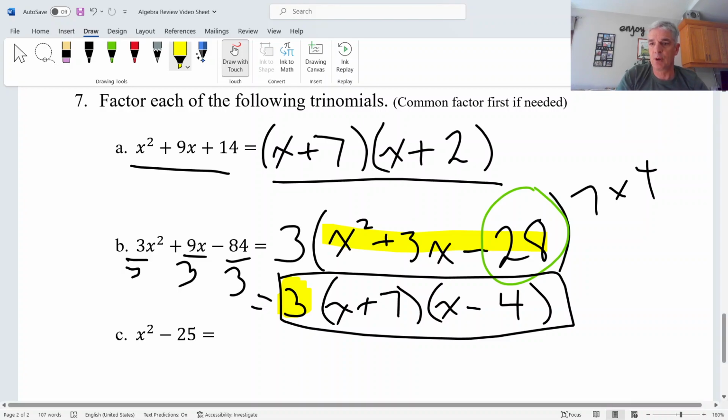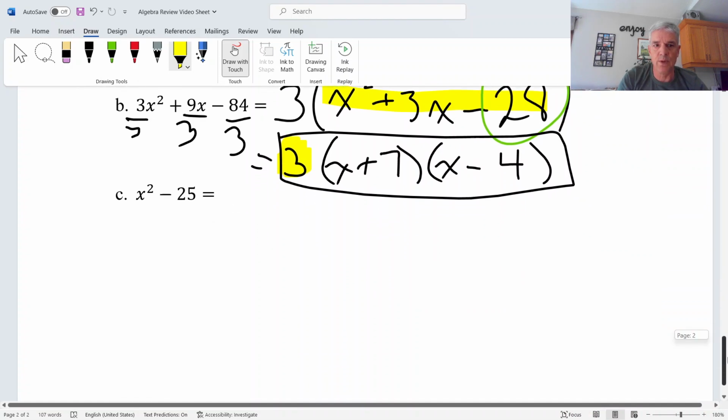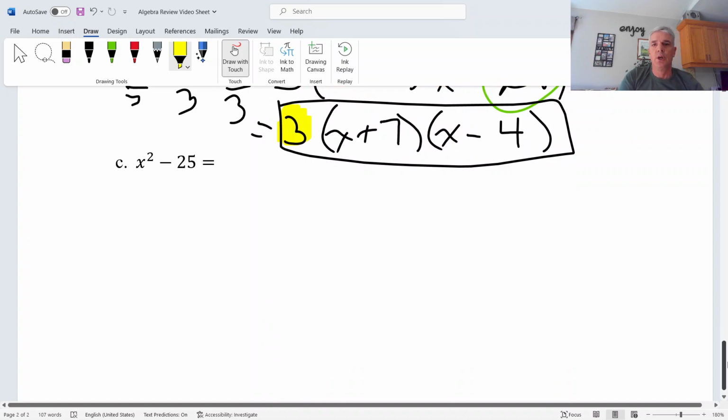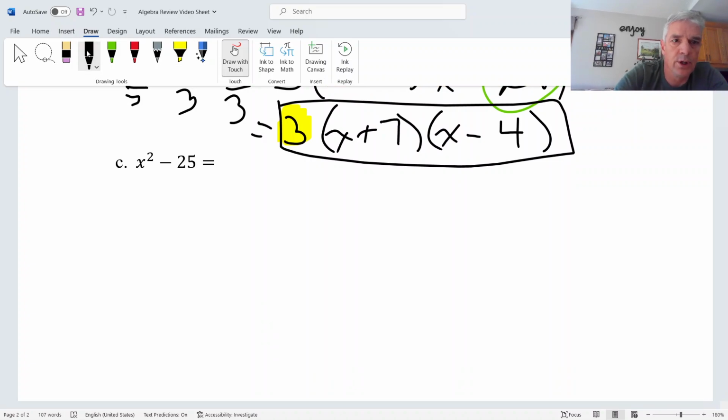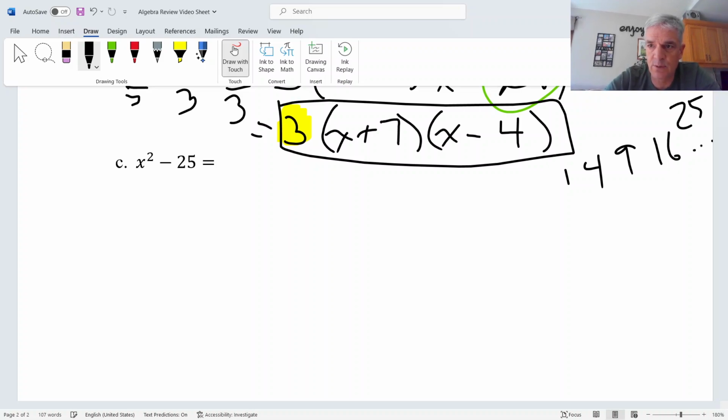Now, the last type of question you might see, and I made one up just for fun, is what they call difference of squares. And in class, you would have learned that there are perfect squares. Well, what are those perfect squares? They're 1 times 1, 2 times 2 is 4, 3 times 3 is 9, 4 times 4 is 16, and so on. When you have x squared minus 25 in this case, 25 is the next one. It's 5 times 5.